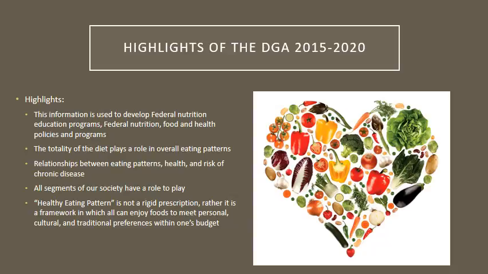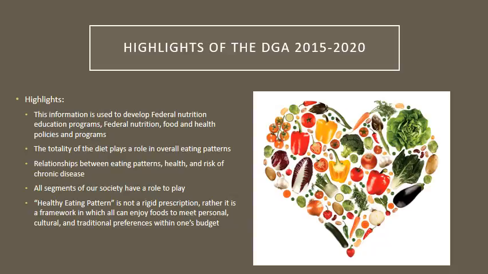But now, rather than saying eat from these 5 food groups, this version of the DGA is giving a lot more general guidelines for overall how to be eating and how to be living. So they also look at the relationships between eating patterns, so not just what the foods are, but how the person eats, the person's health, and their risk of chronic disease. Also noted is that all segments of society, so schools, workplaces, community centers, and individuals all have a role to play in helping create overall healthier food habits in our United States population.